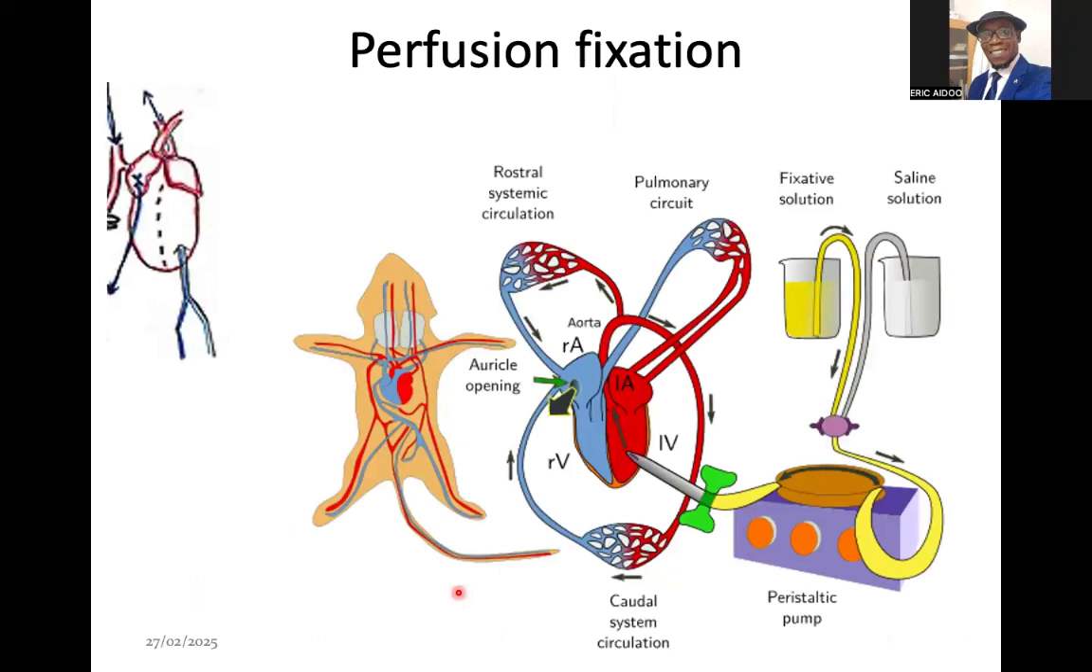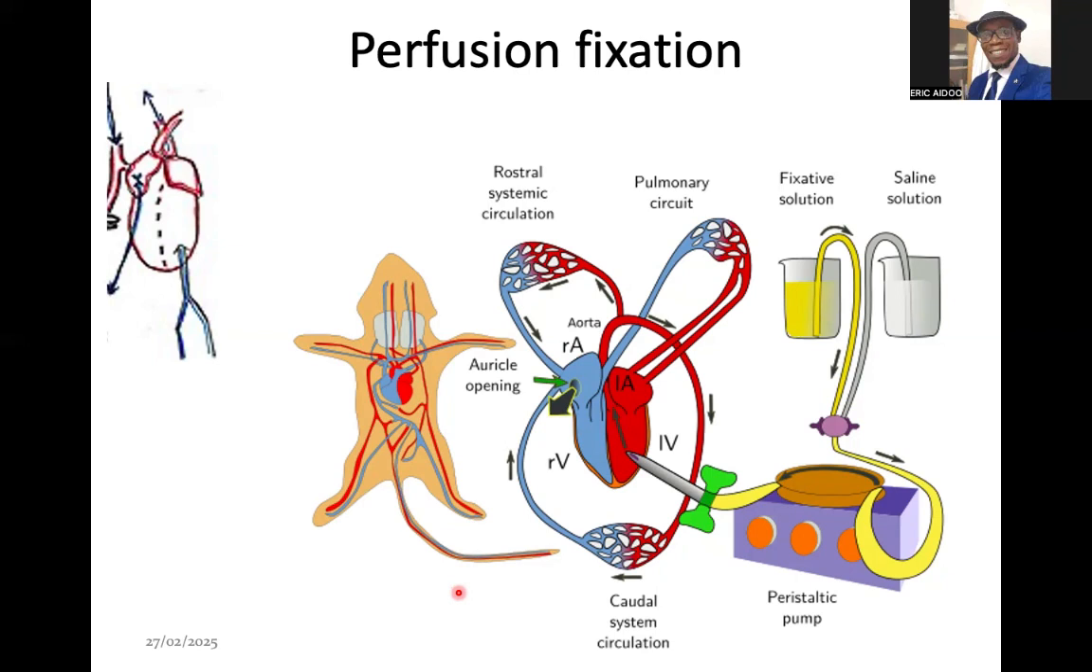Now with the fixation, you can have two main types. You have what we call the immersion fixation and then perfusion fixation. The immersion fixation is where you have your fixative, as we've mentioned, like the formalin or methanol or whatever, and then you put the structure or the tissue that you want to fix in it. That is just called immersion fixation because you are immersing the tissue into the fixative.